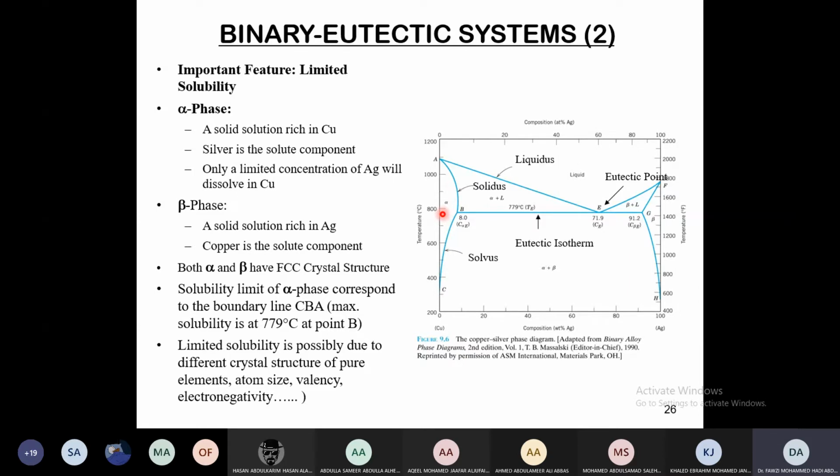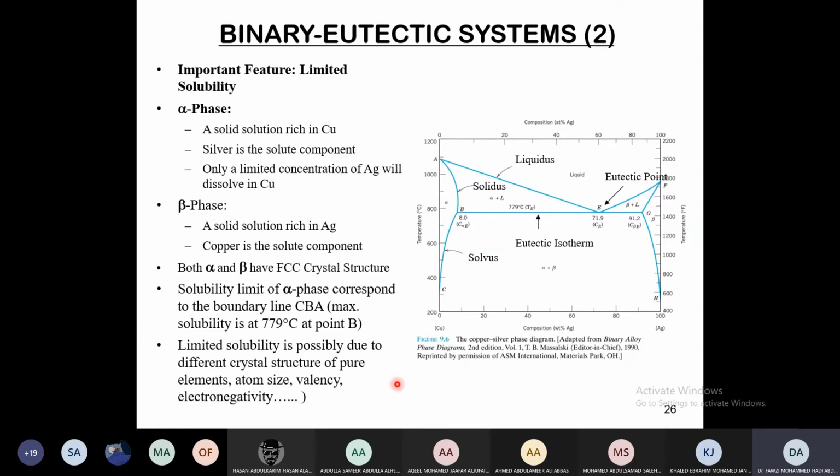In the binary isomorphous phase diagram, we saw that the crystal structure type was the same, the atomic size factor and the energy of the atoms there, valency or the electronegativity, were very close to each other, which causes the complete solubility one into the other one. In this case, although the crystal structures are the same for the copper and the silver, their sizes are not quite close. They are different, and also their valencies and their electronegativities are different, and that's why it causes this limited solubility of one into the other one.